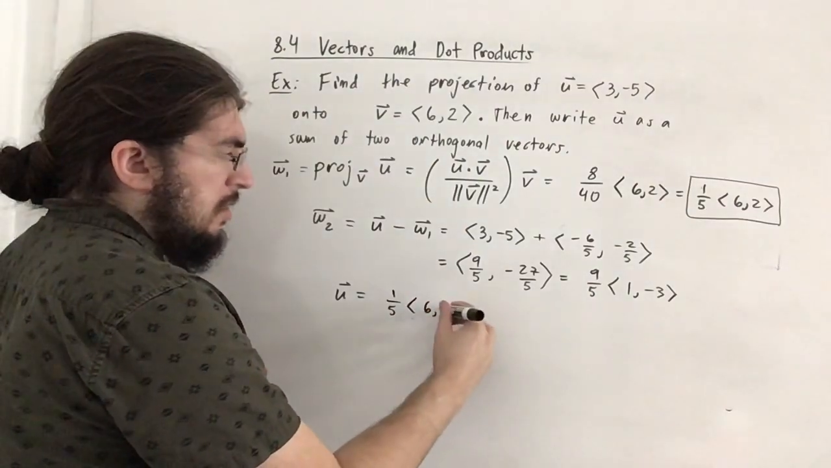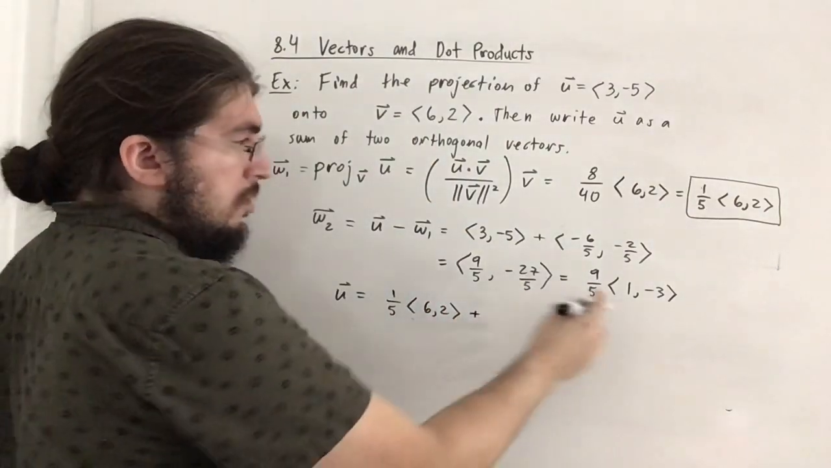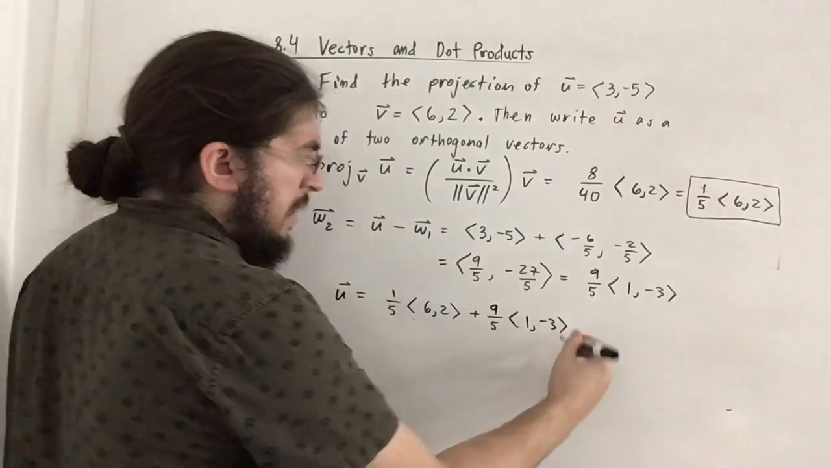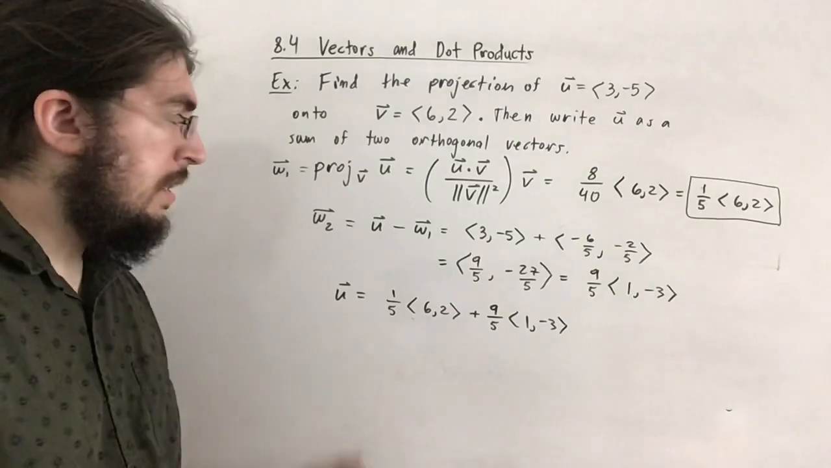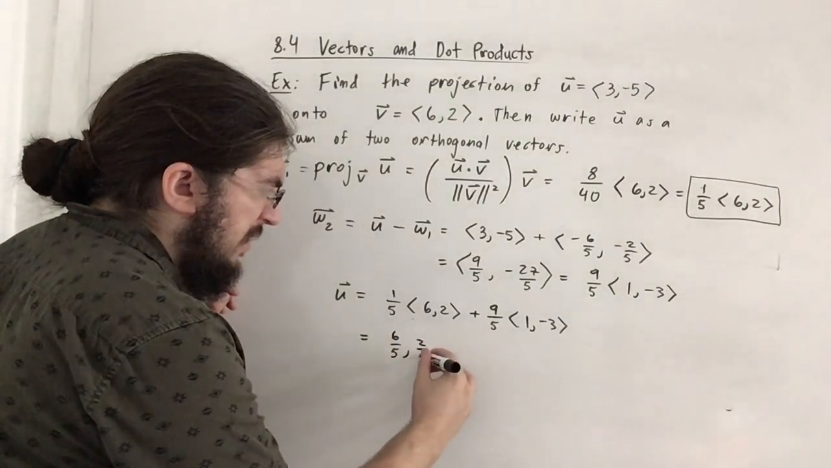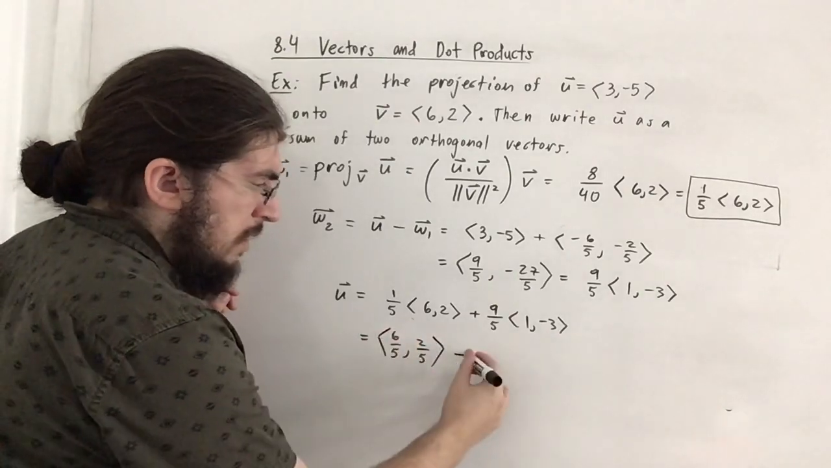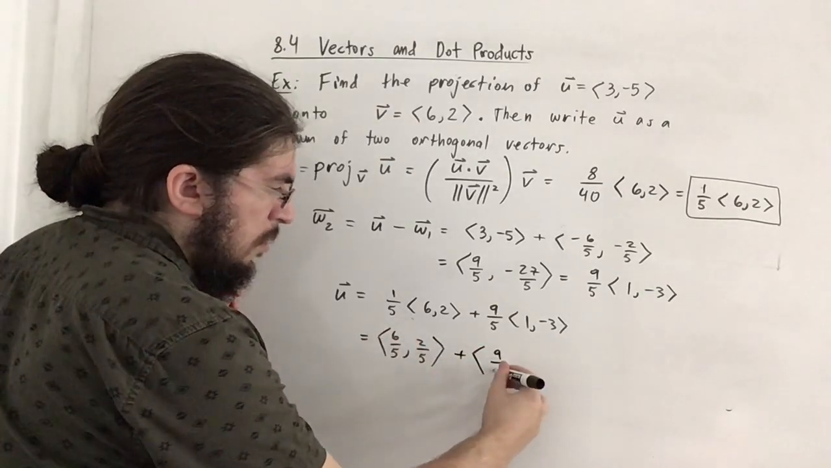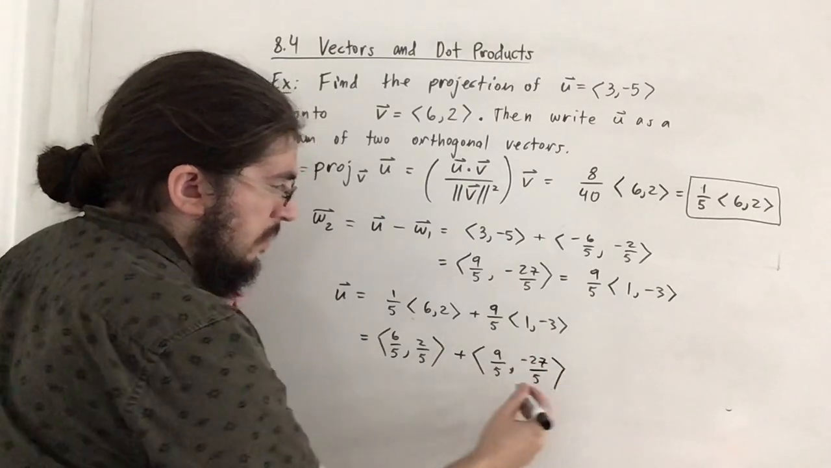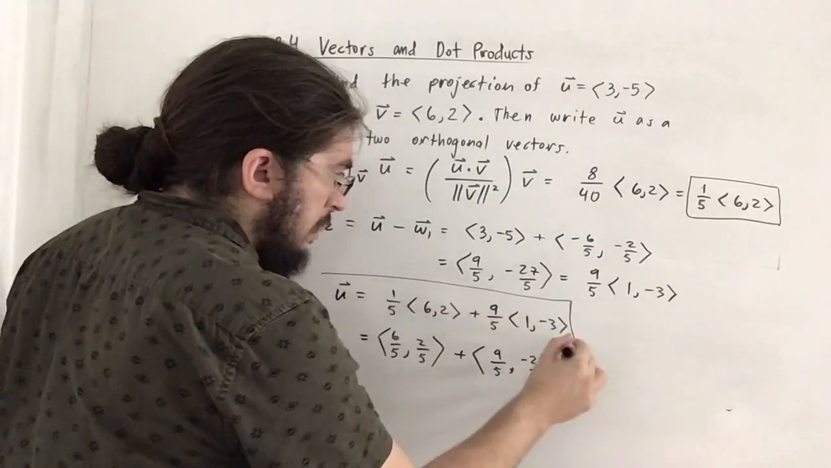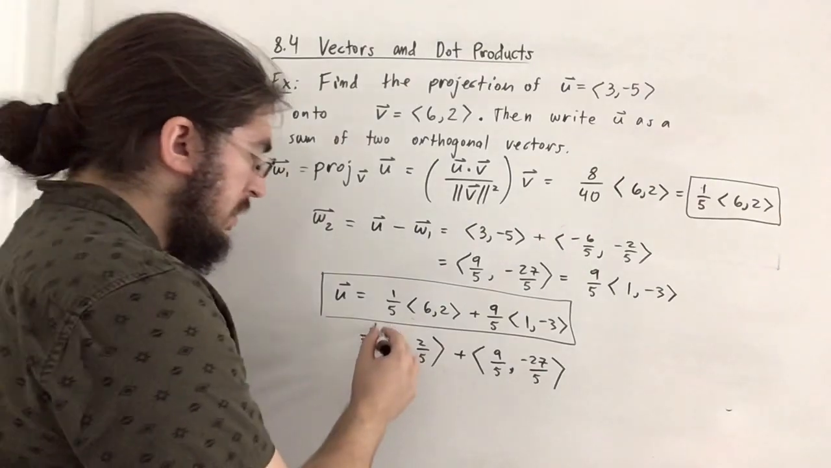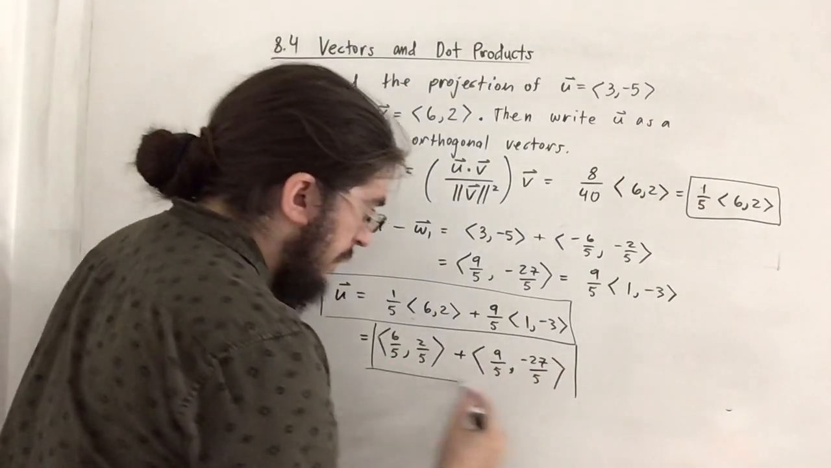1/5 times 6, 2, plus W2, which is 9/5 times 1, negative 3. I think that's kind of nice that we can write it like this, but of course if you don't like this, you can scale them in, so you can write this as this vector with no scalar on the outside plus this vector with no scalar on the outside. It just depends how you want to write it, but I kind of like the first one better. So this is my result for this. It's equivalent to this one, so you can box this if you want to. And just to be safe, I'll box both of them.